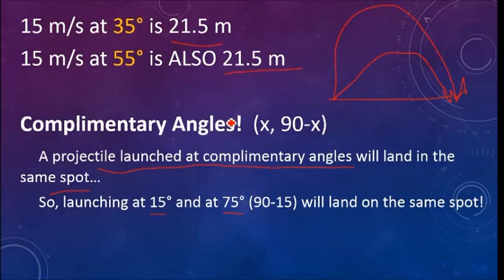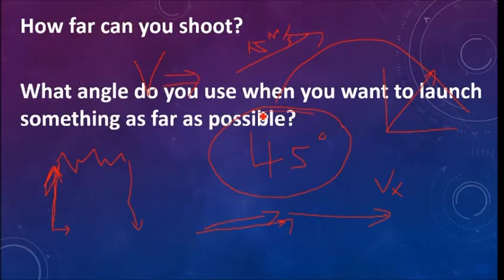So fundamentally, something to keep in mind that's useful is that complementary angles end up at the same spot. One goes high, one goes low. So this guy here is traveling fast sideways, but doesn't stay in the air very long. This one stays in the air a long time, but it's not moving sideways very much. Okay, so they both end up in the same spot. Okay, and 45 degrees is the angle you want to make something go really, really far. Well, at least as far as you can get it. There we go.